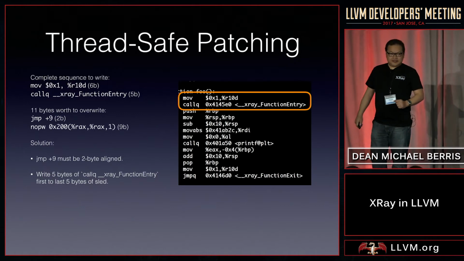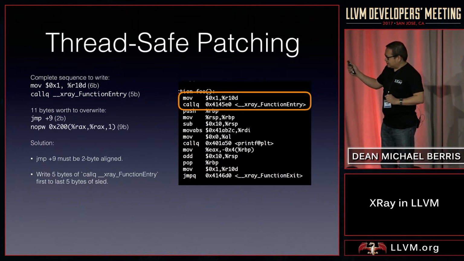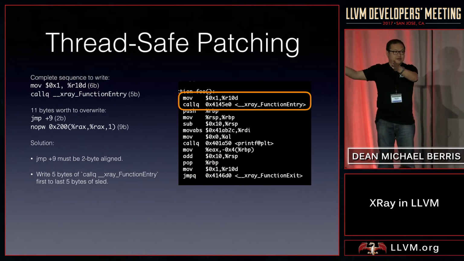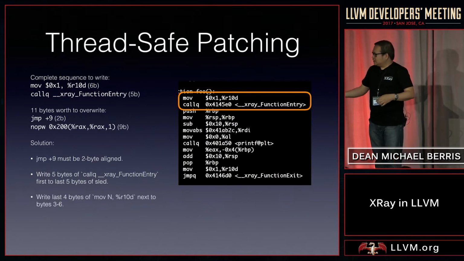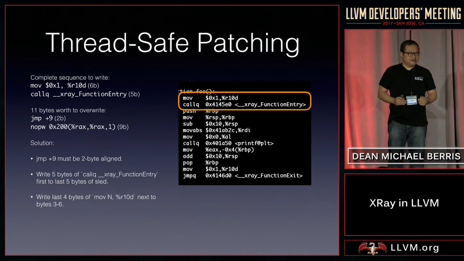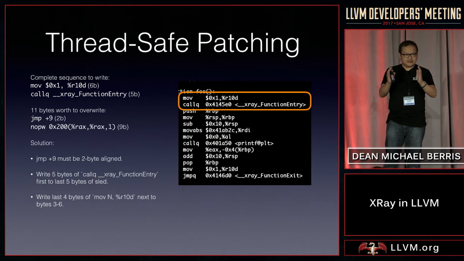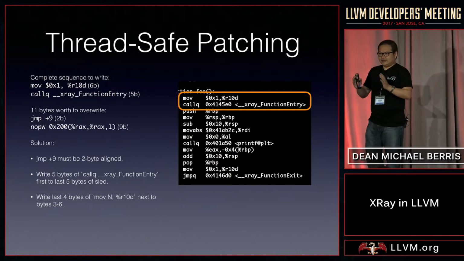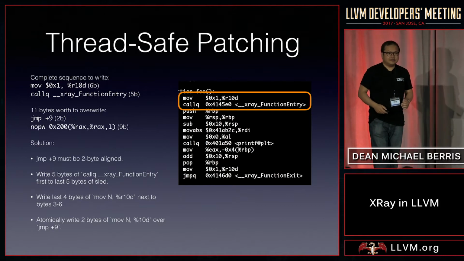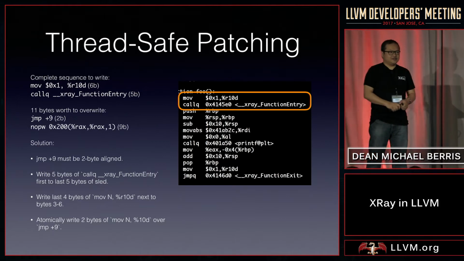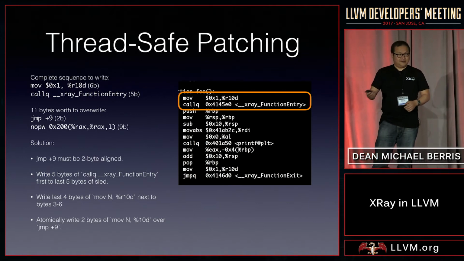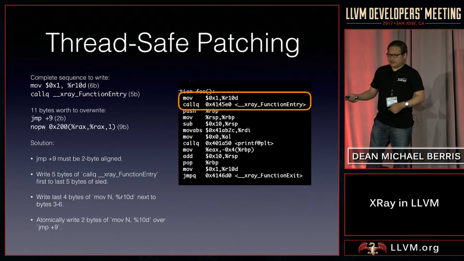I'm going to say why later, but we want to write in reverse. So write the 5-byte first, write the call, and then you want to do a partial write of the move instruction. So you write the next 4 bytes over the part of the nops. And then finally, you want to overwrite the jump to be the first 2 bytes of the move instruction. And you want to do it in this order, because any other order is going to be weird and error-prone.